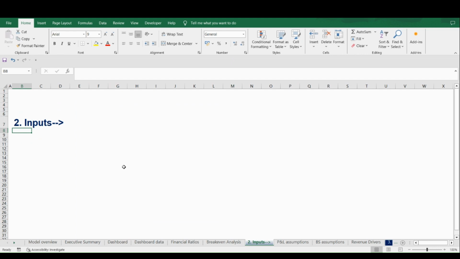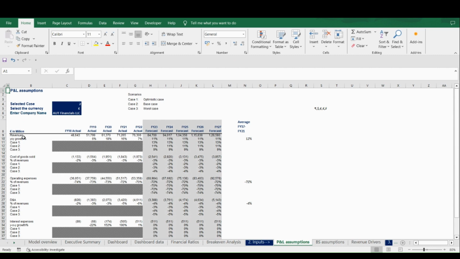Next up, we have the input tabs, which include our P&L assumptions. Here we have the assumptions. First of all, the main assumption is the scenario we are planning, or we think will be applicable to a company. There are 3 cases. One is the optimistic case, second is the base case, and third is the worst case. So we are making assumptions based on these 3 cases.